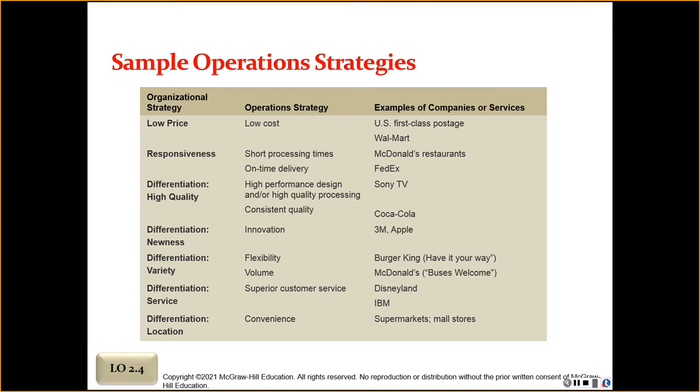Sample operation strategies, again, low costs. We talked about Walmart, U.S. first class postage. As far as high quality, you have companies like Sony, brands like Lexus, Coca-Cola. Newness. Apple's always introducing something new, something hip, and something that people think has a lot of quality.